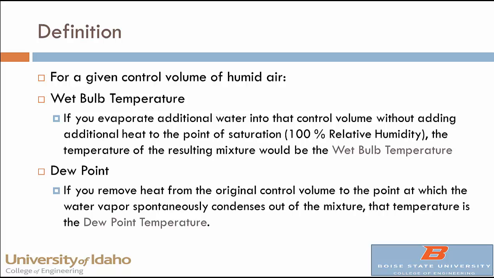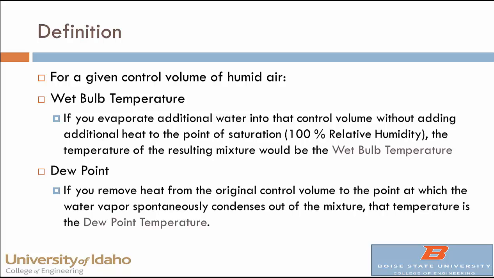So here's the conceptual control volume engineering definition. Wet bulb is this: if you have a control volume of humid air, air with some humidity, and you evaporate water into it without adding any additional heat, in other words it's an adiabatic control volume, but you can add water to it, and it evaporates to the point where you get saturation, 100% relative humidity. Then the process of evaporating that water will have absorbed heat from the control volume, and the resulting mixture would be lower, right? And that's the wet bulb temperature.